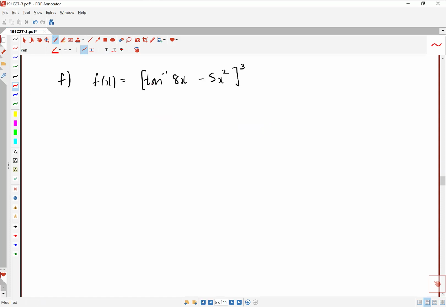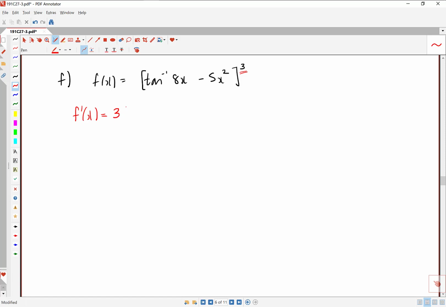So f of x is arctan of 8x minus 5x squared, all cubed. Now the arctan function is just applying to the 8x, could alternatively be written like that. But just to keep it simple, we're not going to have any brackets on here. So when we look at this expression, or this function here, it's good to realize that the outside function is the cube. So when we do our chain rule, that's what we're going to be starting with.